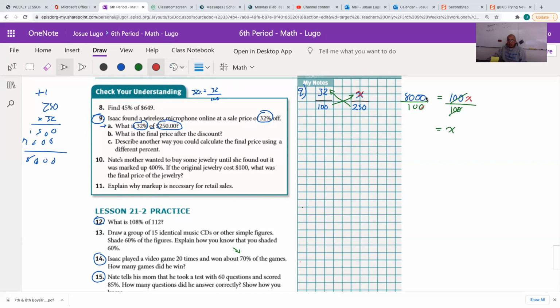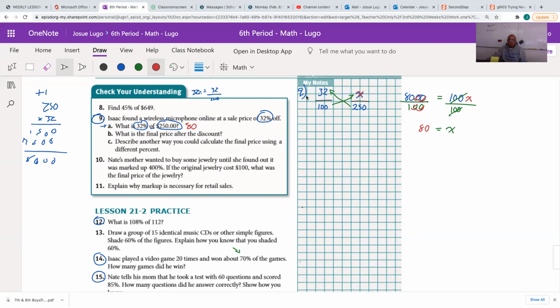So I can eliminate common zeros. I'm basically moving the decimal over twice. So that becomes 80 is equal to x. 80 is equal to x. Notice, what is 32% of 250? It's going to be $80. $80 is 32% of 250. Now, that's not the price of the microphone. That's just how much money we're getting off. That is the 32%.